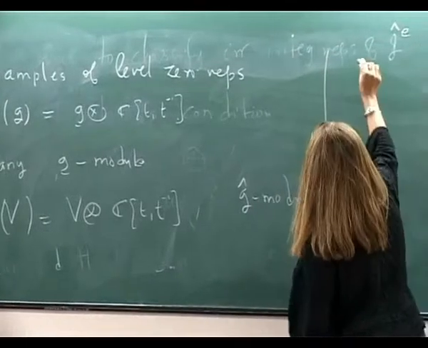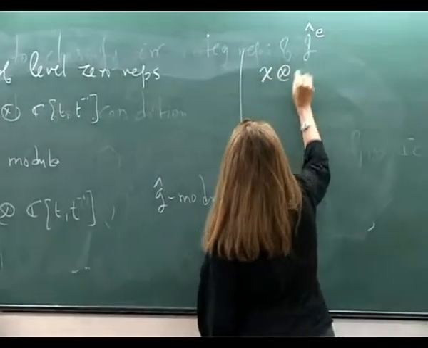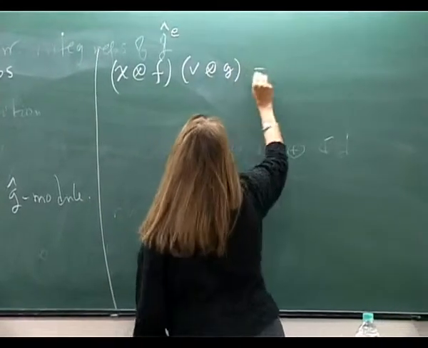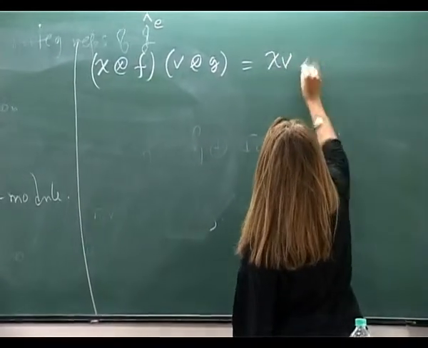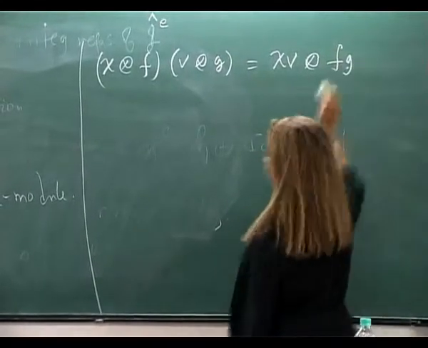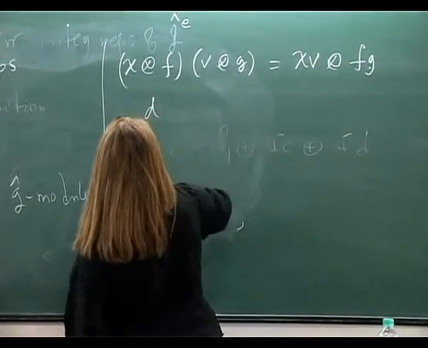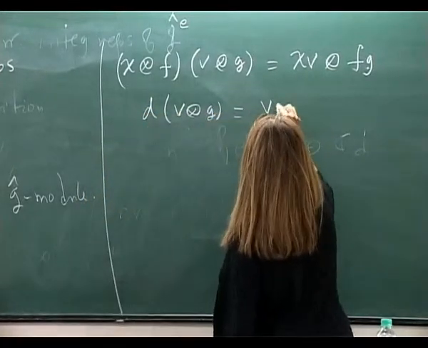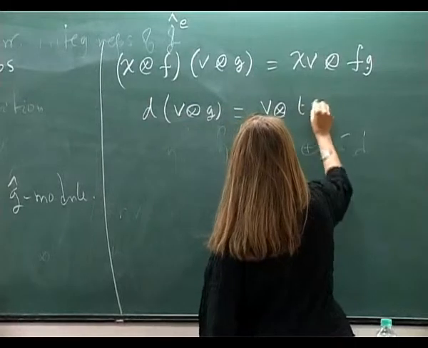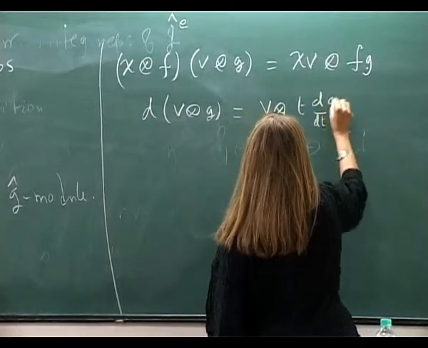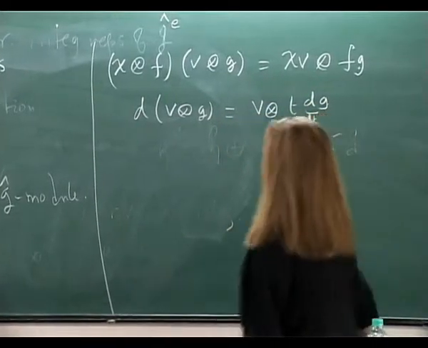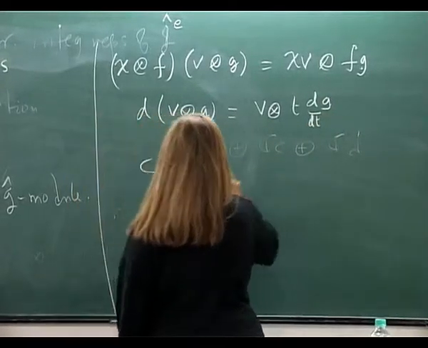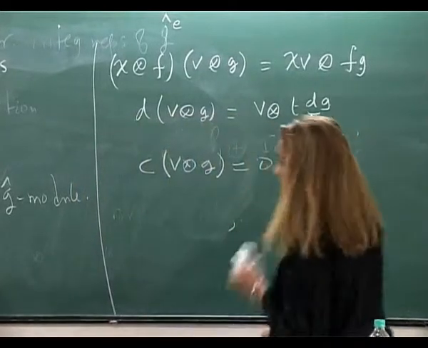as follows. If I take an element in g hat, it either looks like this, in which case I just make X act on V, I do multiplication, or it looks like the derivation, in which case I take V and I make the derivation act on the second factor by t d/dt. And the center, well, I have no choice. I'm looking for a level 0 representation, so that better be 0.